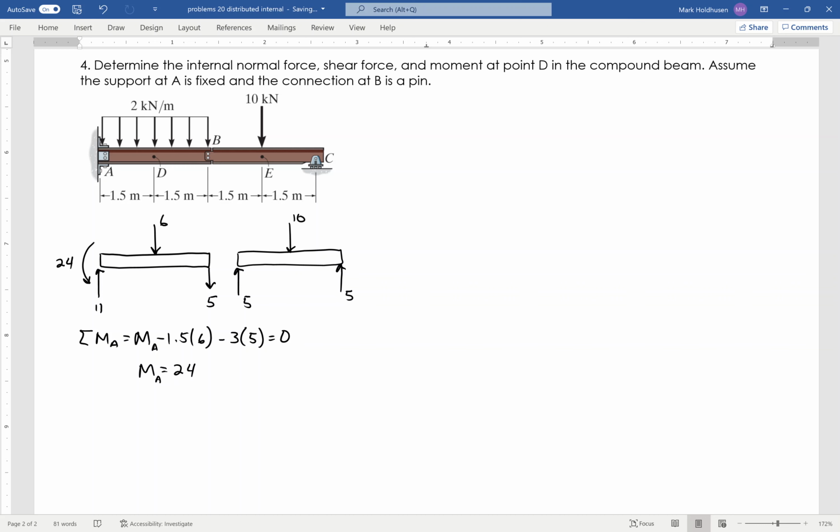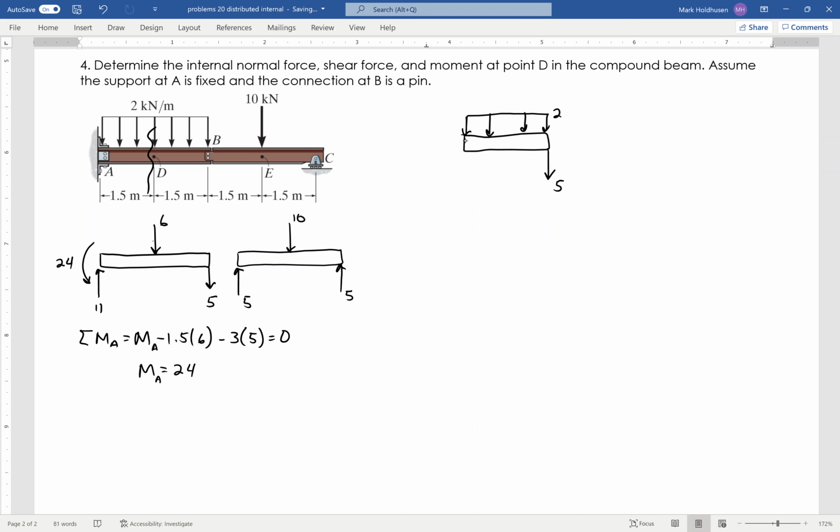Now, I probably didn't actually need that 24, because I'm going to make my cut right here. So I'm going to draw the right side of that beam, just like this, because I'm going to redraw my distributed load, which is going to have a magnitude of 2. Over here, I'm going to have my 5 acting straight down as well.